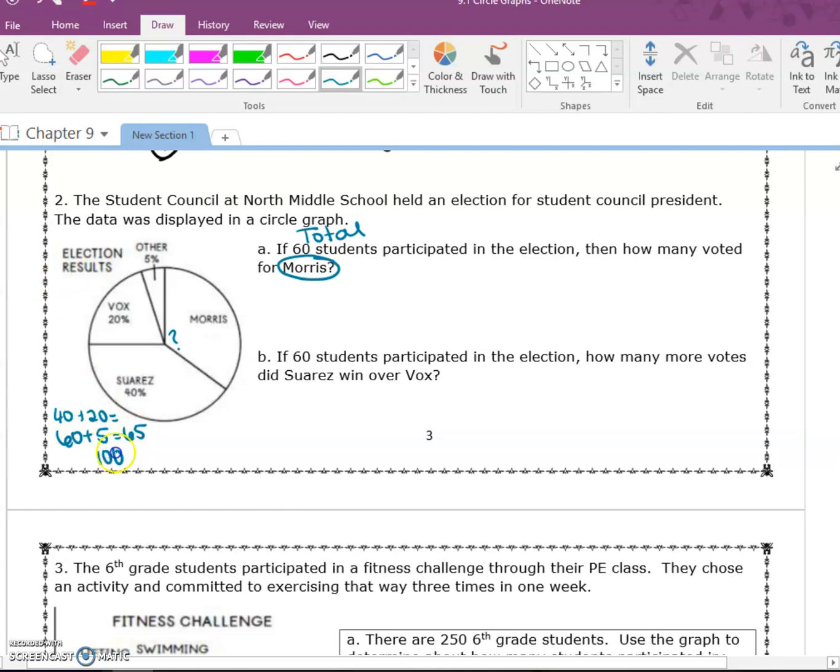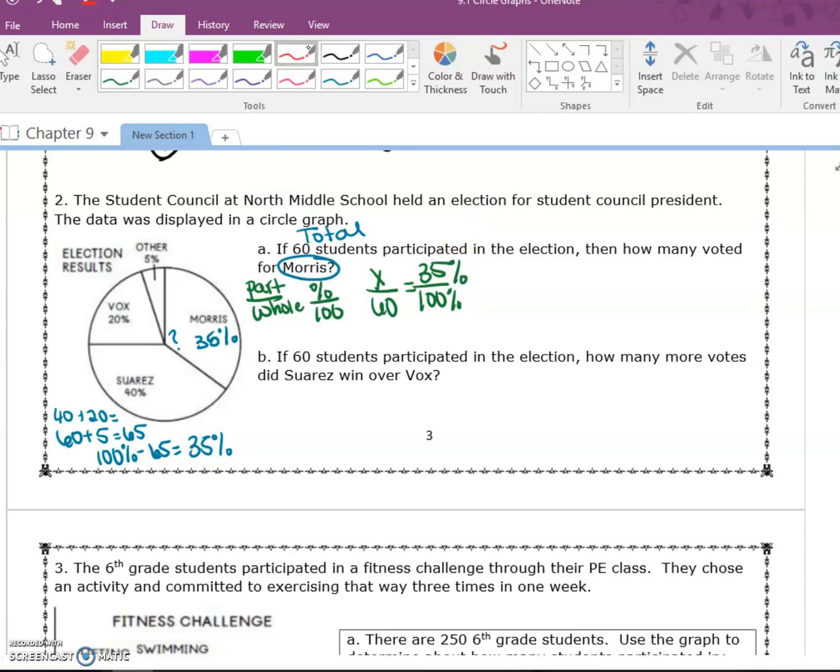So then I would take 100% minus 65 to get your total for Morris. So then that total would be 35% for Morris. So you can set up your percent proportion here. Remember, your percent proportion is part over whole and percent over 100. So you don't know how many students voted for Morris, but you do know the total equals 35 over 100%.